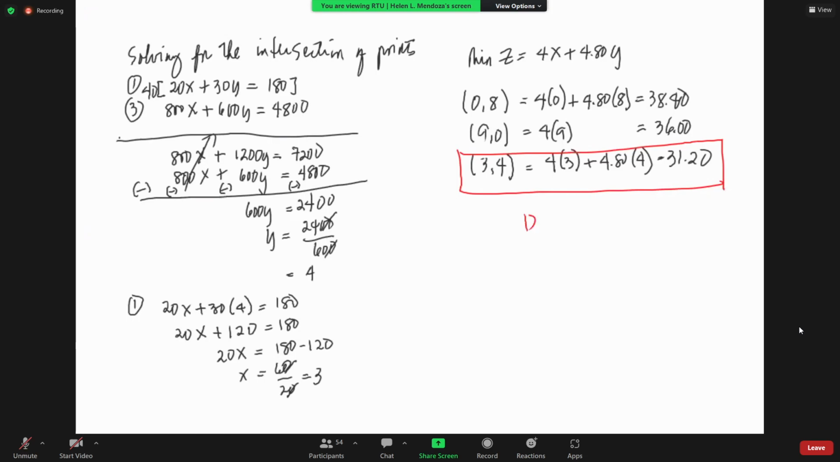So we do have now the decision. X is 3, Y is 4. Minimum Z is $31.2. Now, let us go back to the problem and interpret results. The decision X is 3 and Y is 4. Now, 3 means 3 units of grain A and 4 units of grain B.